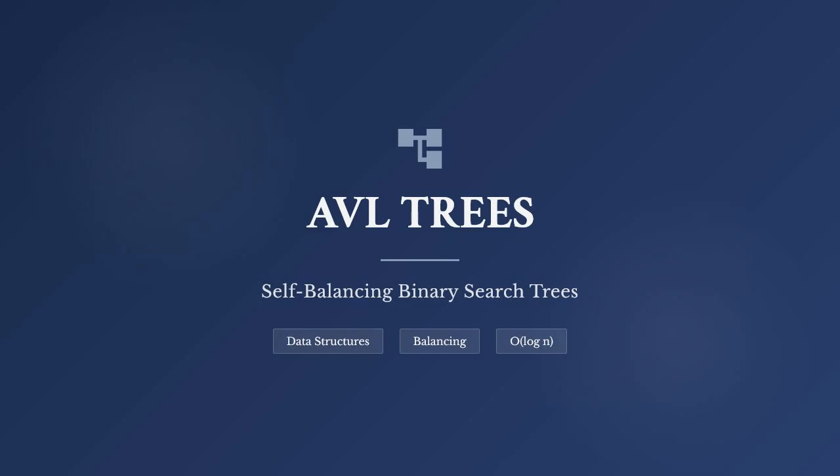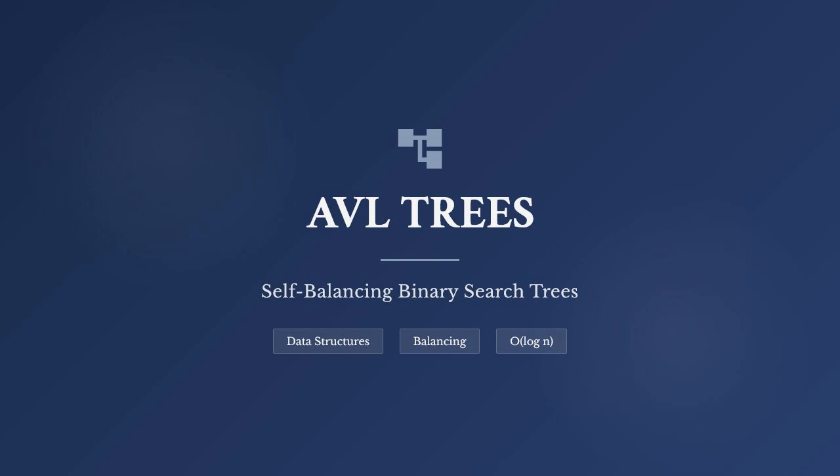Hello everyone. Today we'll explore AVL trees. These are important data structures in computer science. AVL trees are self-balancing binary search trees. They keep themselves balanced automatically. This makes them very efficient for storing and finding data.